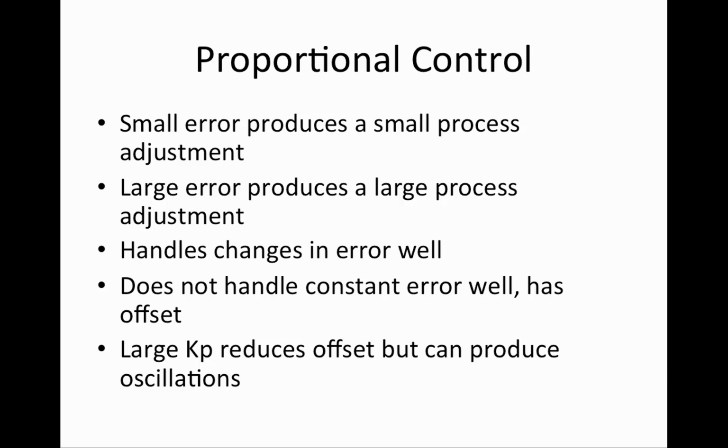Some proportional control observations are: small error produces a small process adjustment and vice versa, which is large error produces a large process adjustment. Proportional control handles changes in error well, but it does not handle constant error well, which means it has offsets. And large proportional gain, K_P, reduces offset, but can produce potential oscillations.